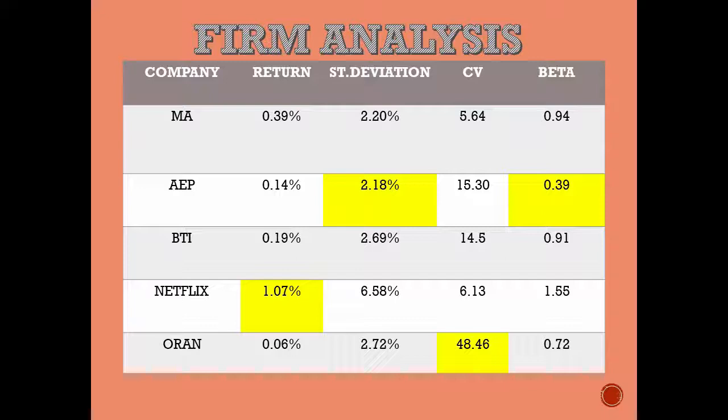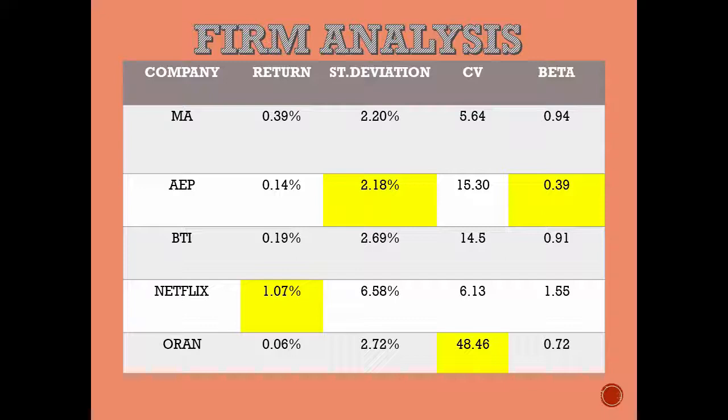So as we can see, American Electric Power has the lowest standard deviation, followed by Mastercard, and then Netflix, British American Tobacco, and Orange, which has the highest standard deviation. So for the second last part, for the critical value, as we can see, Orange has the highest critical value, which is 48.46, followed by American Electric Power, British American Tobacco, and Netflix, and the lowest Mastercard, 5.64.